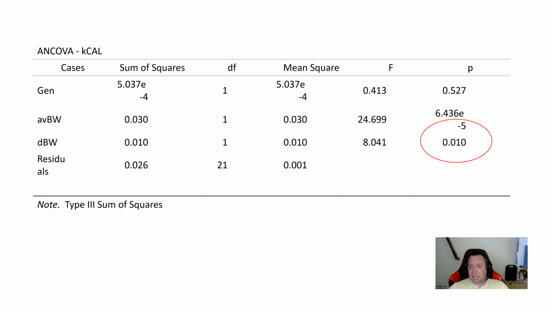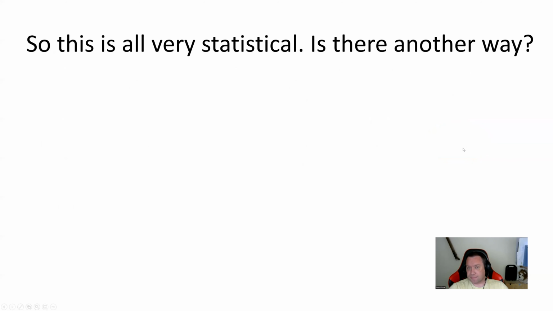And what you can see is that when we look at the ANCOVA in terms of kilocalories per hour, there is no genotype effect. Average body weight is highly significant, 6.436 times 10 to the minus 5. And delta body weight is significant, 0.01. So it's a valid ANCOVA analysis.